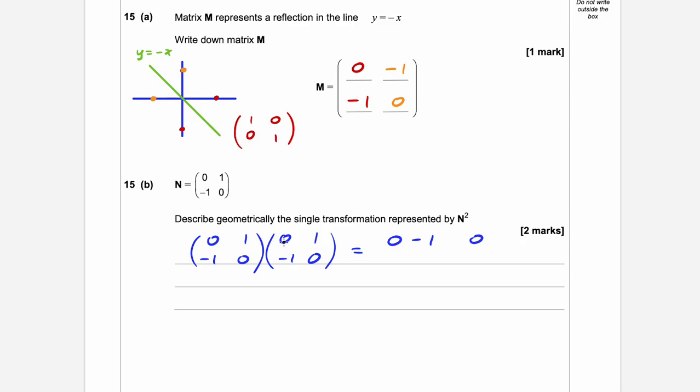Bottom left, this times this is 0. This times this is 0. And bottom right, this times this is minus 1. This times this is 0. Okay, so we're left with a matrix of minus 1, 0, and 0, minus 1. Okay, now what has happened to this? Again, okay, let's just draw this again.